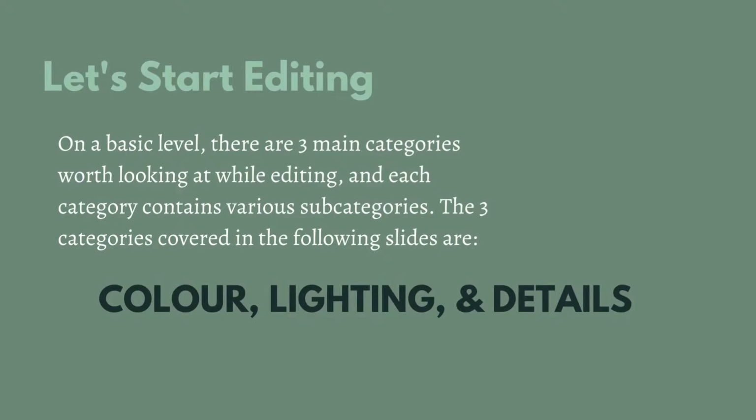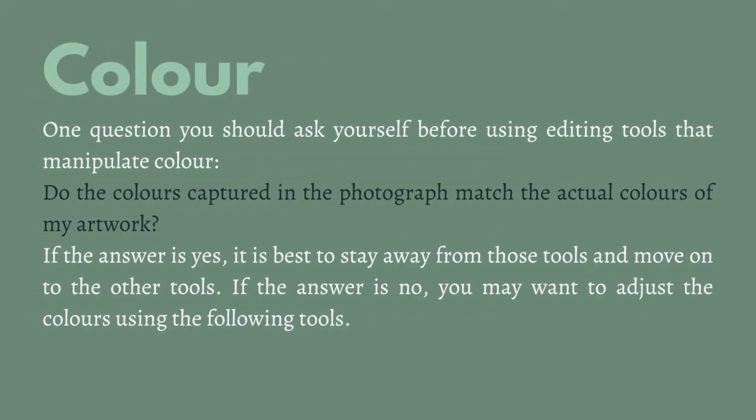On a basic level, there are three main categories worth looking at while editing, and each category contains various subcategories. The three main categories covered in the following slides are color, lighting, and detail. One question you want to ask yourself before using editing tools that manipulate color is, do the colors captured in the photograph match the actual colors of your artwork? If the answer is yes, it is best to stay away from those tools and move on to the other tools. If the answer is no, you may want to adjust the colors using the following tools.